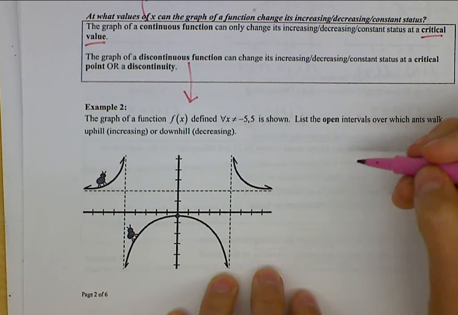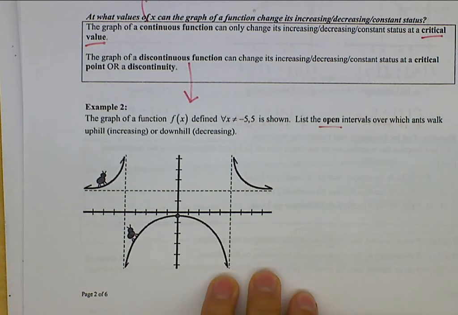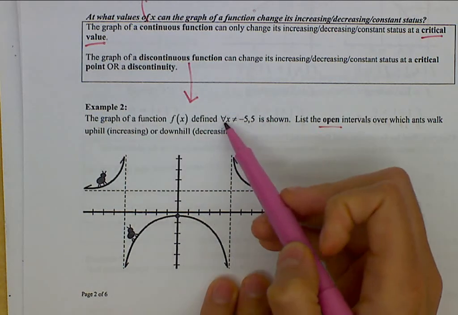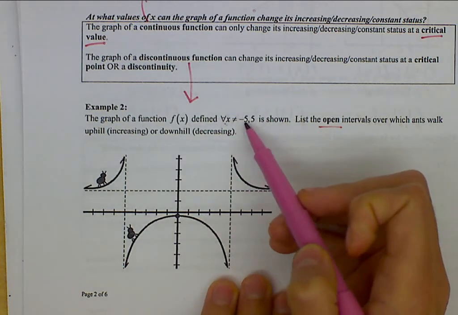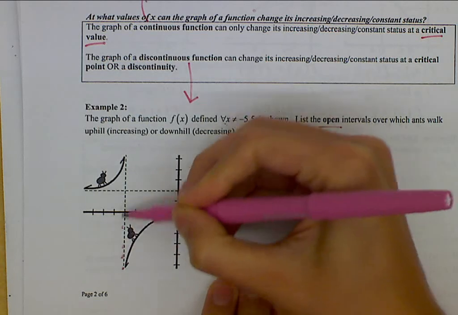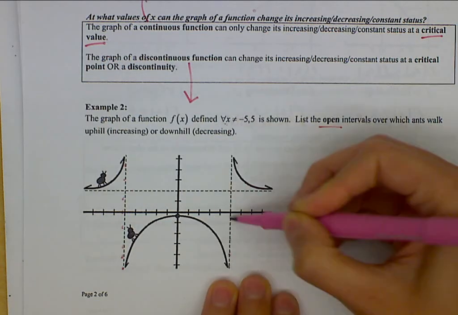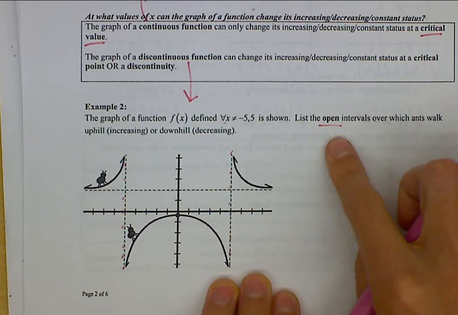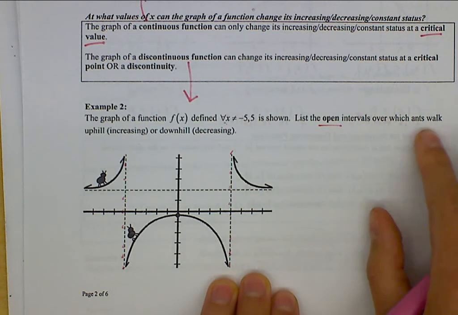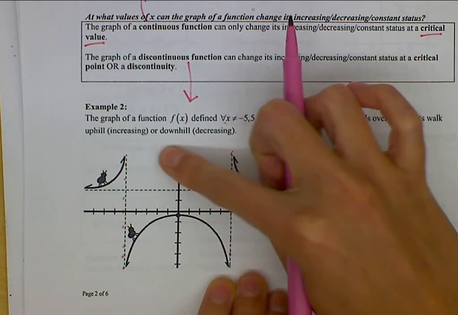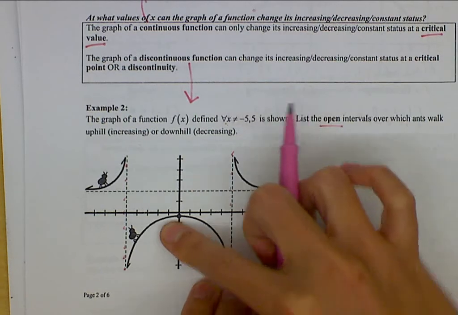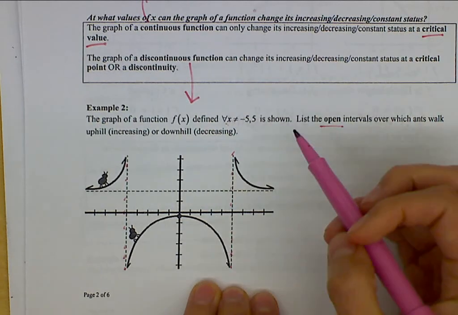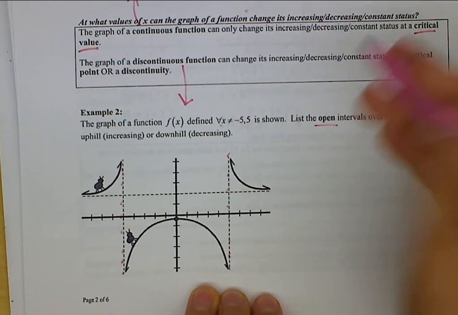So the open intervals over which, here the graph of the function f of x is defined for all x not equal to -5 and 5. These are the asymptotes where it does not have a value, so those are the discontinuities. List the open intervals over which the ant walks uphill or downhill. I don't know why they made this such a baby problem, even though it's calculus. Whatever.